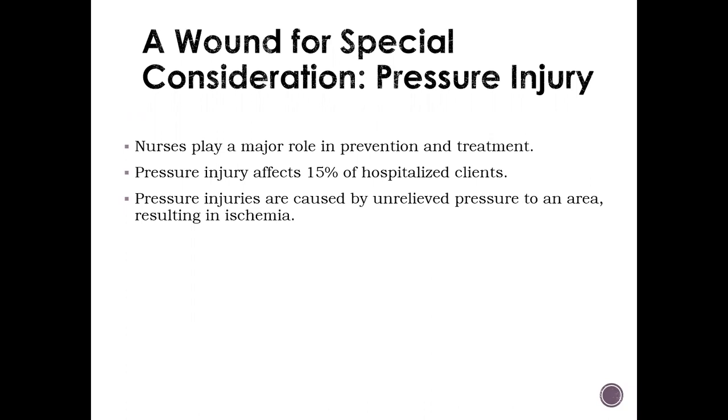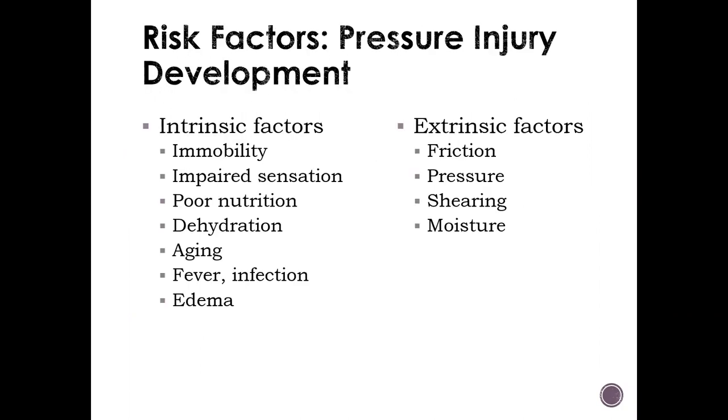Pressure injury affects 15% of hospitalized clients. Pressure injuries are caused by unrelieved pressure to an area resulting in ischemia. It's estimated 1 million people in the United States have a pressure injury. About 15% of patients in hospitals, 10% in home care, and 20% in long-term care all suffer from a pressure ulcer injury.